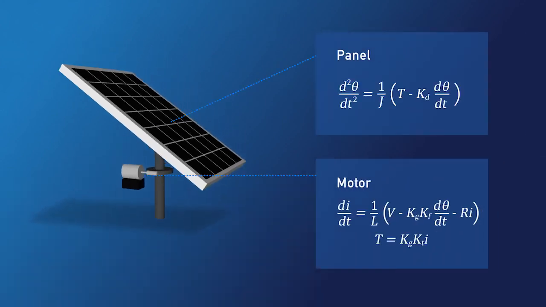The physical system has two main components. With some basic physics, we can write out the equations of motion for each. Let's model the panel first.